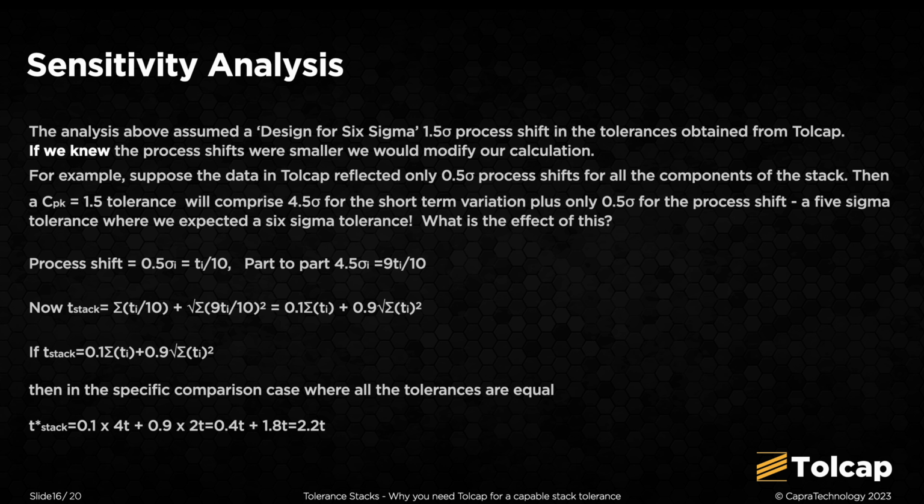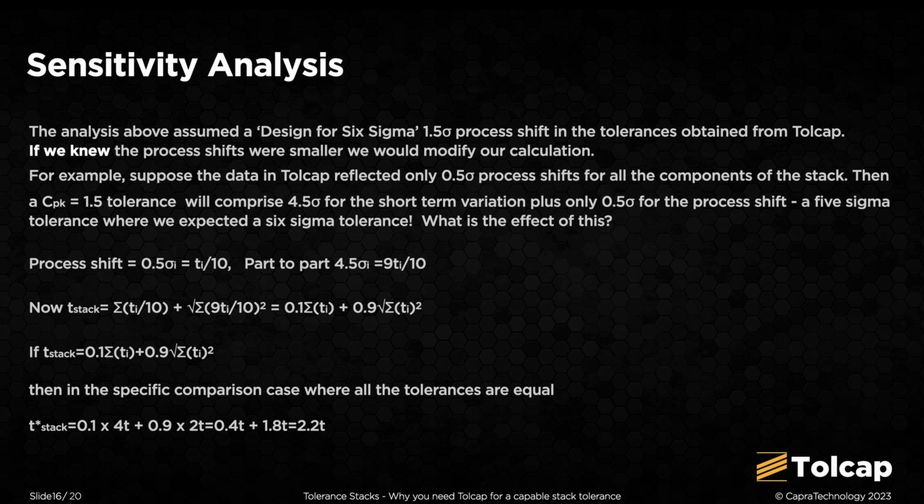What's the effect of this? Well, the process shift at 0.5 sigma must be the tolerance divided by 10, and the part-to-part 4.5 sigma variation must be represented by 9 times the tolerance over 10. So if you put that into our formula, tstack would come to 0.1 of the sum of the tolerances plus 0.9 of the root sum square of the tolerances.